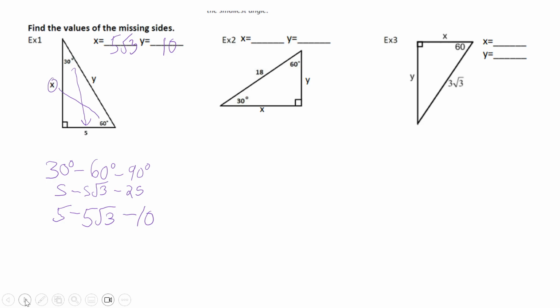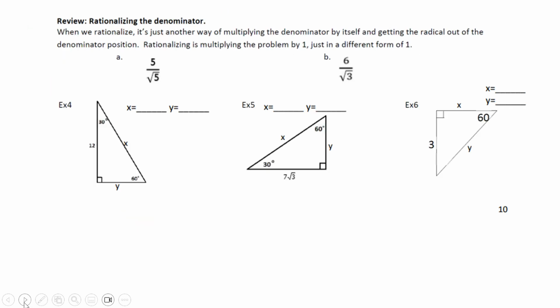Okay. Going on to another example. Quick reminder, an algebra reminder on rationalizing the denominator. So when we have a radical in the denominator, we want to get rid of it because some old Greek guys said so, essentially.